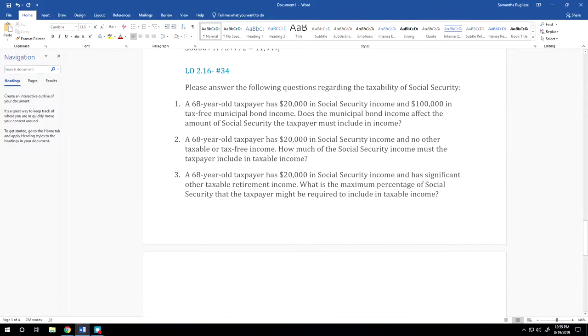Okay, one last one. Number 34. Okay, so the last one, number 34, we're going to look at each of these three situations and then determine the taxability of Social Security.